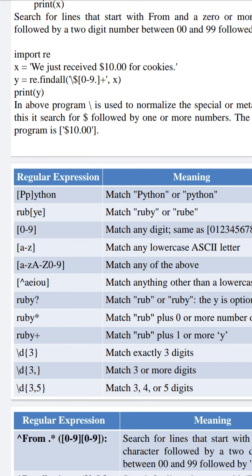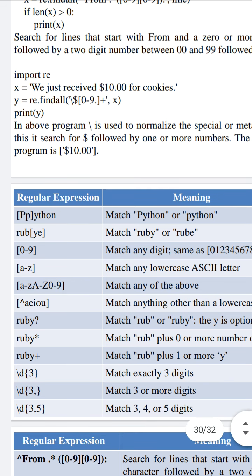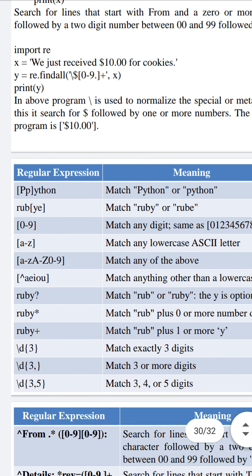After that, I am saying it should be followed by a minimum of one number or any number of digits, because 0 to 9 with plus, and that particular number can also have a dot, as in the square bracket we have mentioned both the range 0 to 9 along with the dot character. So if you observe this sequence in our string, it will match $10.00. Hence in the output we can see $10.00.